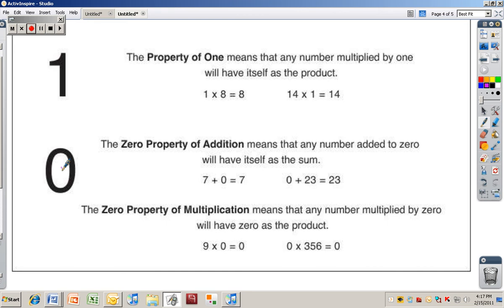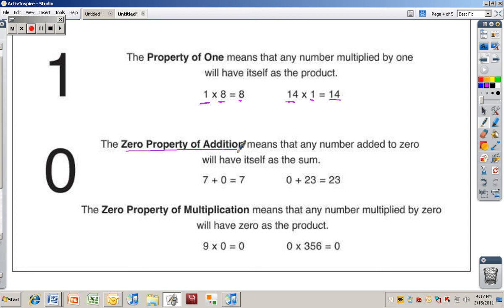Here we go. The property of 1 means that any number multiplied by 1 will have itself as the product. This is kind of like a no-duh thing. 1 times 8 is 8. 14 times 1 is 14. 1 million times 1 is equal to a million. No matter what you multiply by 1, you always get the same number.